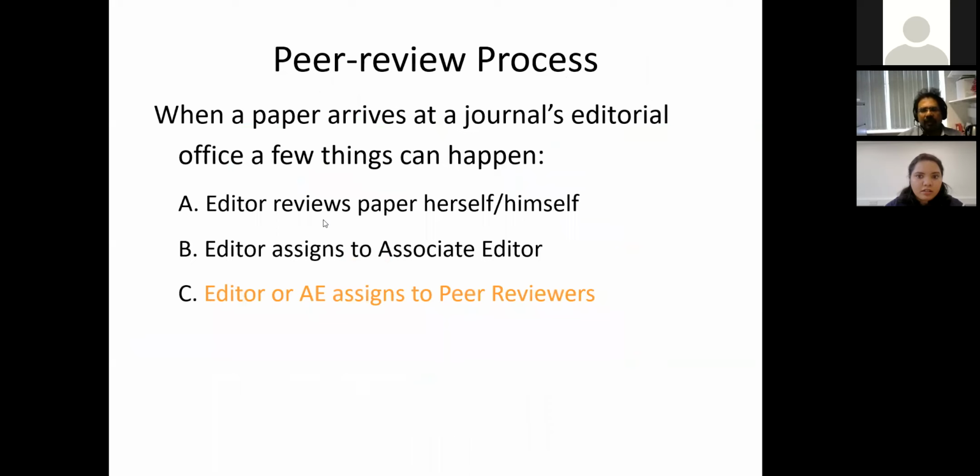How does the peer review process happen? When the paper arrives at the journal's editorial office, the editor reviews the paper by himself or herself first, and then assigns it to an associate editor, and then the associate editor assigns it to the peer reviewers or technical experts.